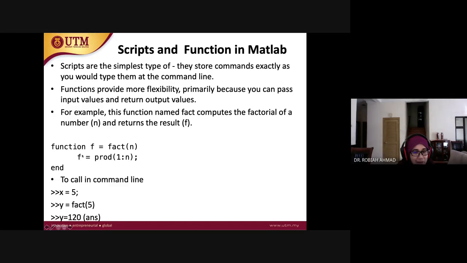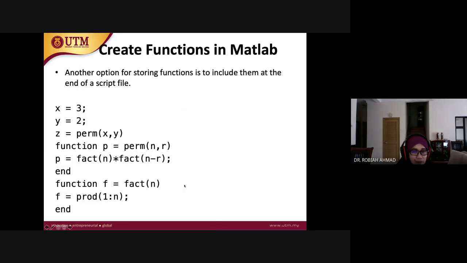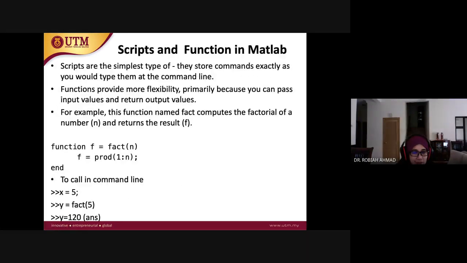So in this case, the function is for factorial. Factorial of a number n, and then it returns the result f. So let's say n is 5. What is the value? So how do we do that? We build in the function, and then we call it at the command line.